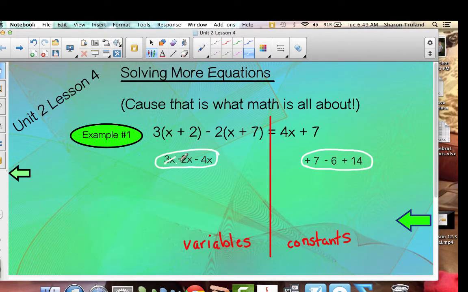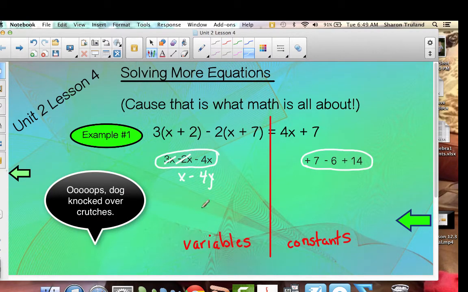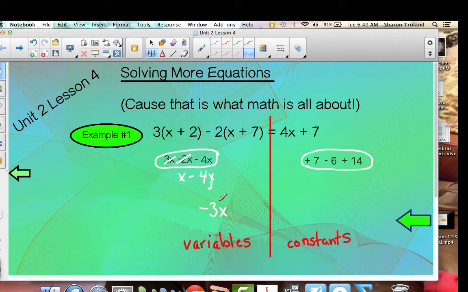3x's, take away 2x's is 1x. Take away 4x's is -3x. And then over here, 7 minus 6 is 1, plus 14 is 15. Okay, now we can just solve it with one more inverse operation. Since this is being multiplied, we will divide by -3. My variable of x equals -5.